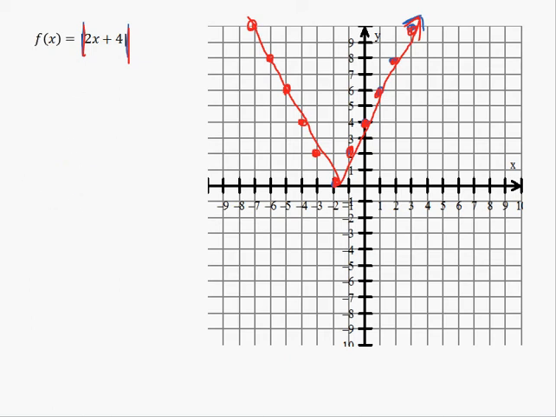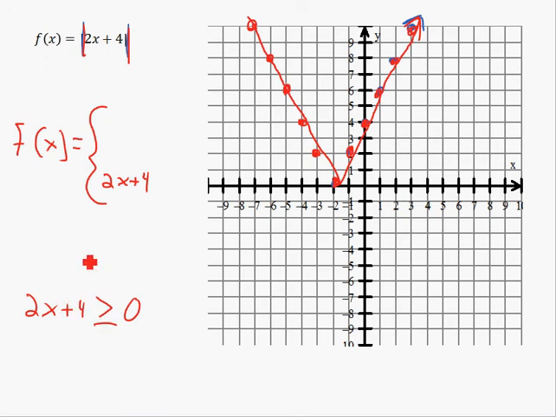Another way you can look at this, what we were doing in the first part of this worksheet, is rewriting this as a piecewise function. So we can rewrite f of x as a piecewise function, and if you do that, you're going to find that f of x will equal two parts. It's going to equal just 2x plus 4 if what's inside of it is positive. So if 2x plus 4 is greater than or equal to 0, then the absolute value of 2x plus 4 will just be 2x plus 4. This is going to happen when x is greater than or equal to negative 2. And it's going to equal the opposite of 2x plus 4 when x is less than negative 2.